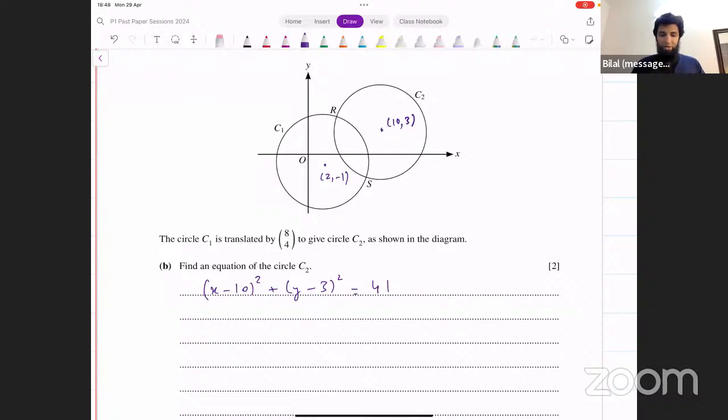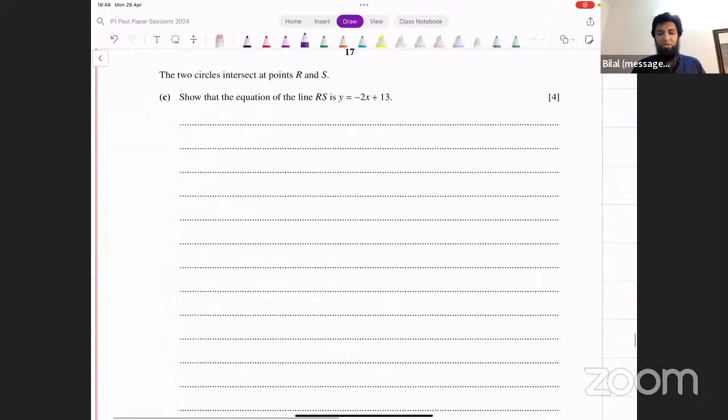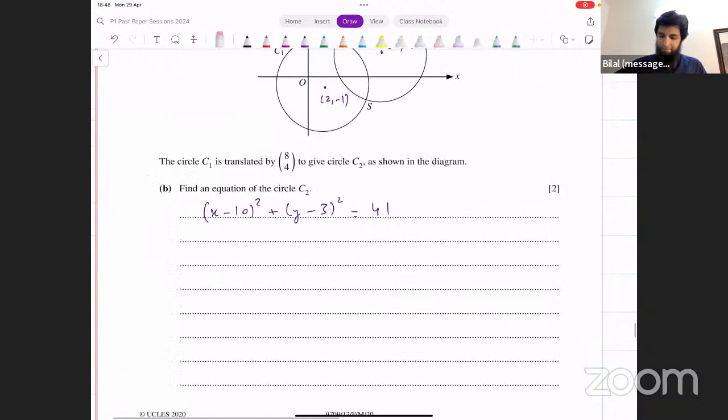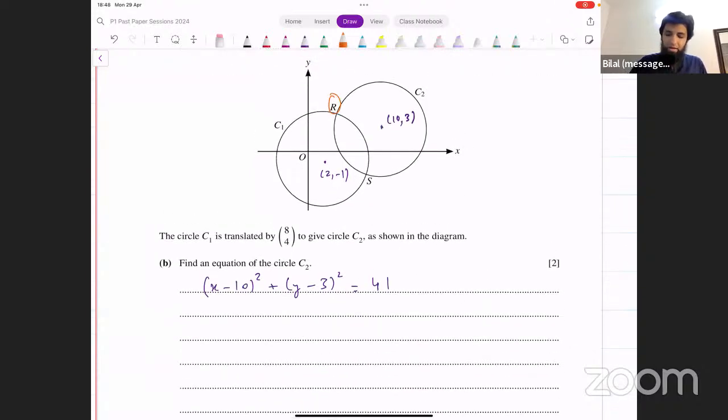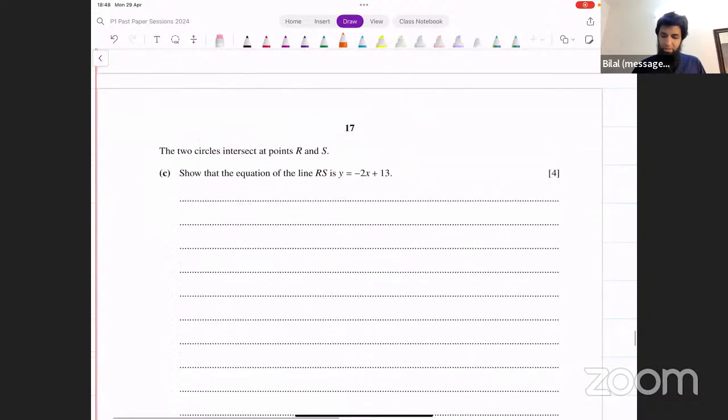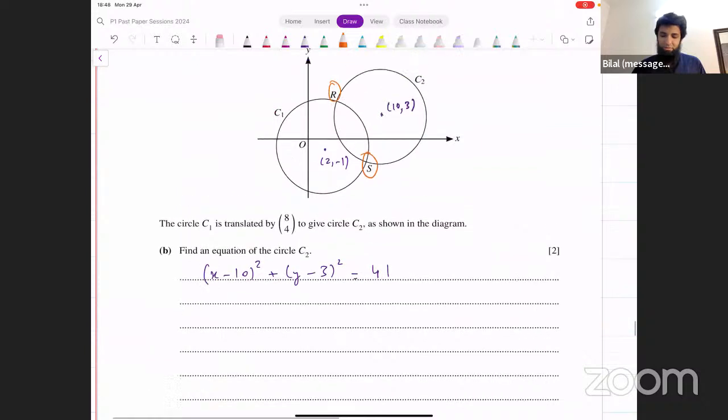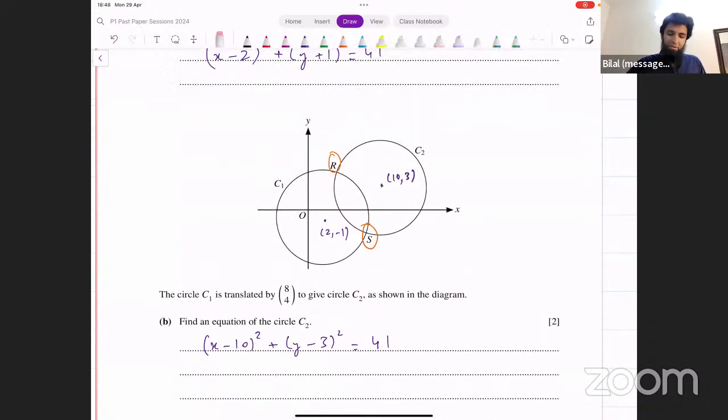Okay, that's part B. Now let's look at the next one. Now it says the two circles intersect at points R and S. Show that the equation of the line RS equals this. Okay, so we are given that the points of intersection of the two circles are R and S. Okay, we can see them here. R and S. We need to find the equation of the line RS. Okay, now how do we think about this? Equation of the line RS.